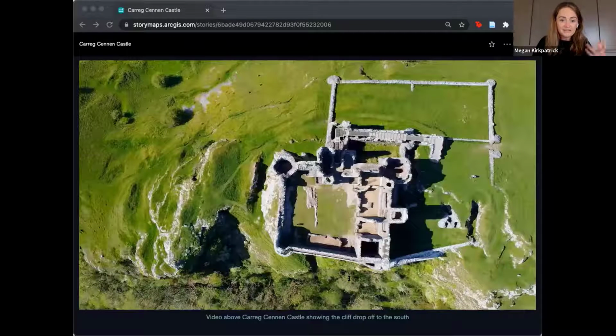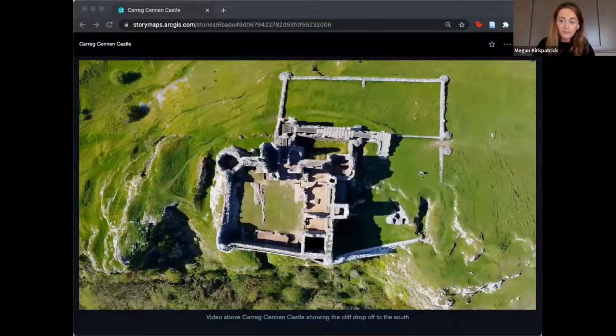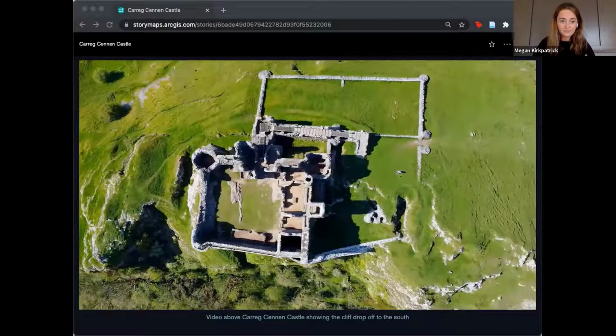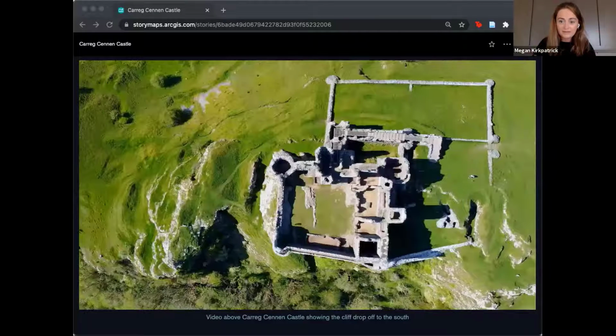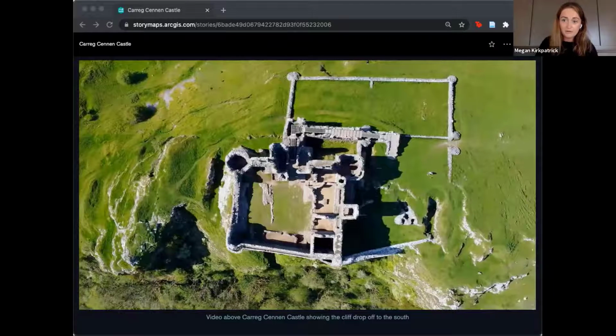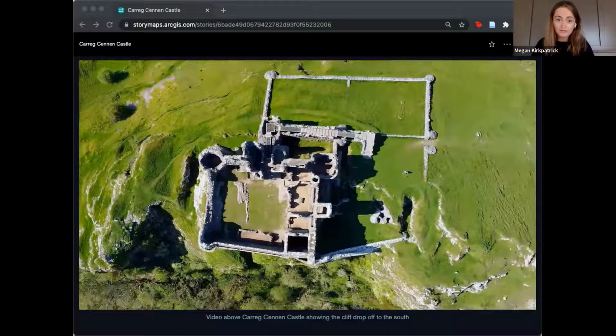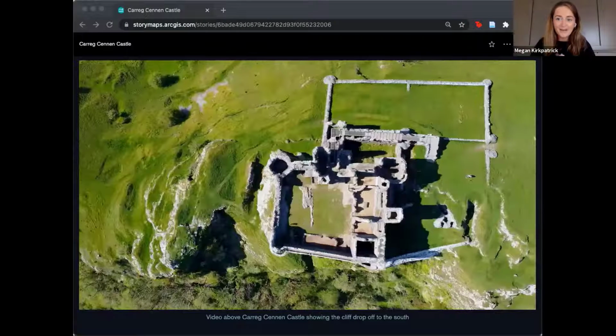So firstly, and this might sound very obvious, it's really important to figure out what your aims are for your story map before you start building it. So getting a structure just keeps your story narrow and into something that's more manageable. So for example, earlier this year, I produced a story map on Abergavenny Castle, which is also in South Wales. Sorry, I should have said Carreg Cennen is in South Wales.